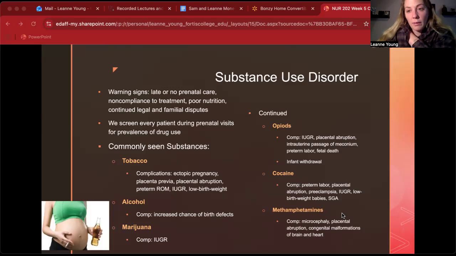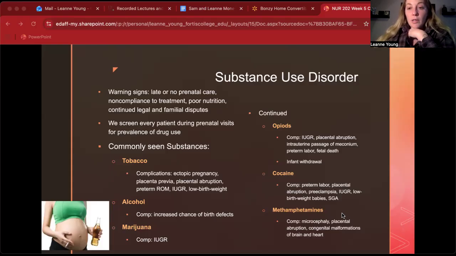Marijuana, the biggest thing that we've seen so far, there has not been extensive research done on this, is intrauterine growth restriction. If a mom is on opioids continuously throughout her pregnancy, whether self-inflicted or medically prescribed, we see this baby have a lot of intrauterine growth restriction problems.